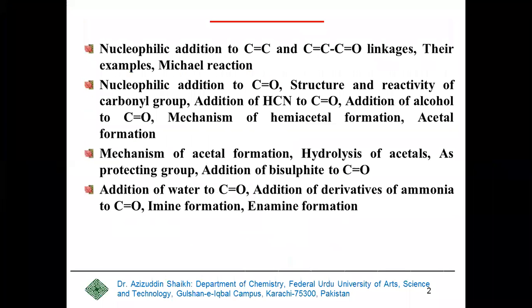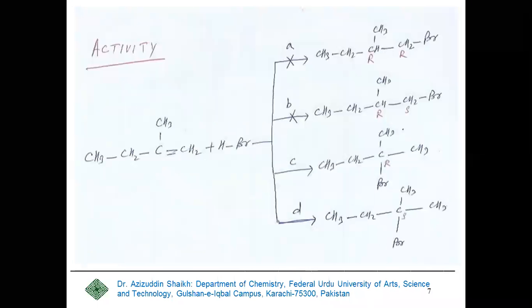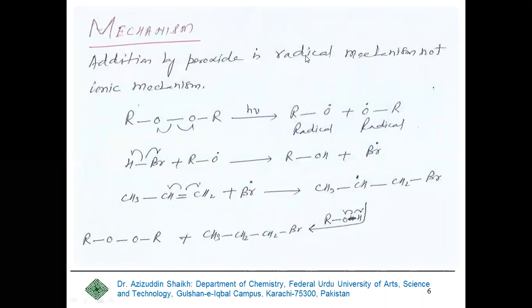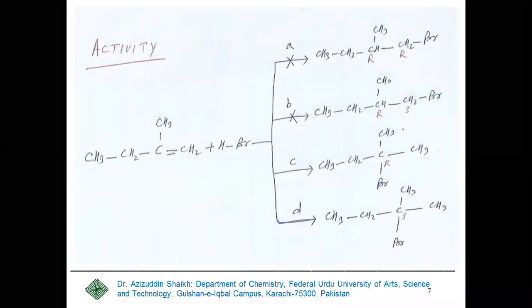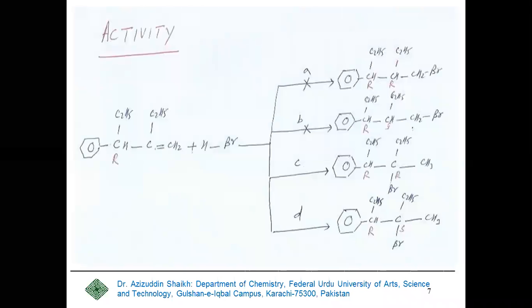This was the previous lecture: electrophilic addition of halogen acid to carbon double bond carbon, stereochemistry, Markovnikov addition, anti-Markovnikov addition. We have discussed and we have performed some activities. Any question related to previous lectures?